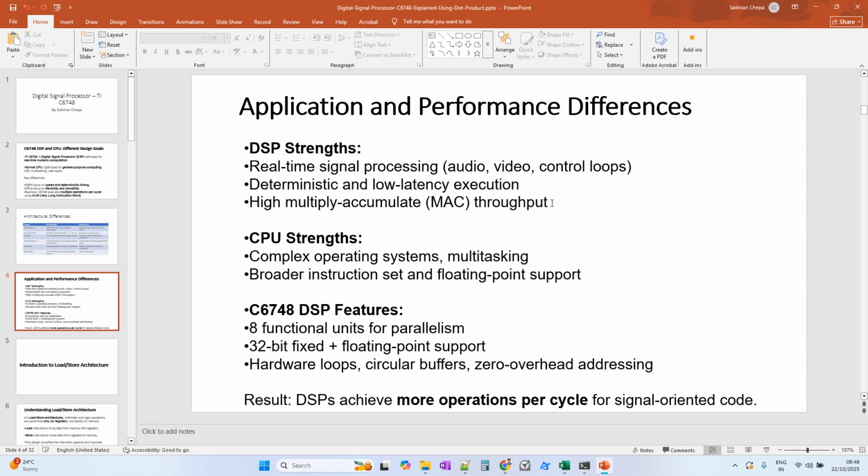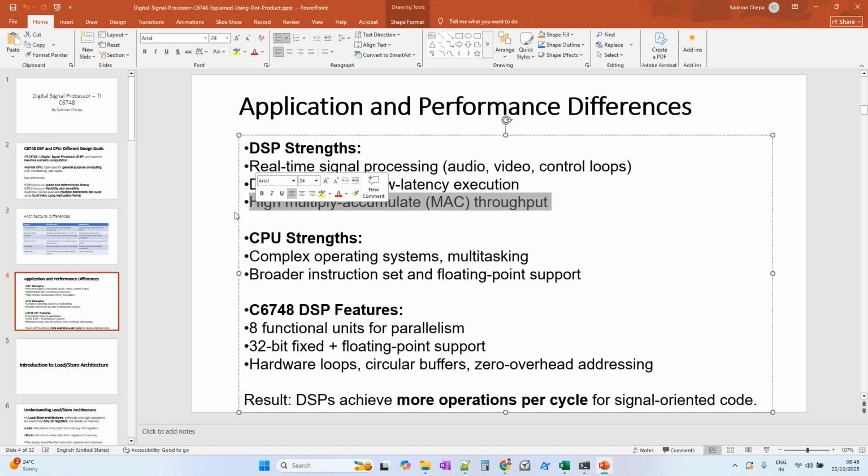High multiply and accumulate throughput. In one cycle, we can do, for example, 8 16-bit multiplications in some processors. Multiply-accumulate throughput is very high in the case of DSPs.